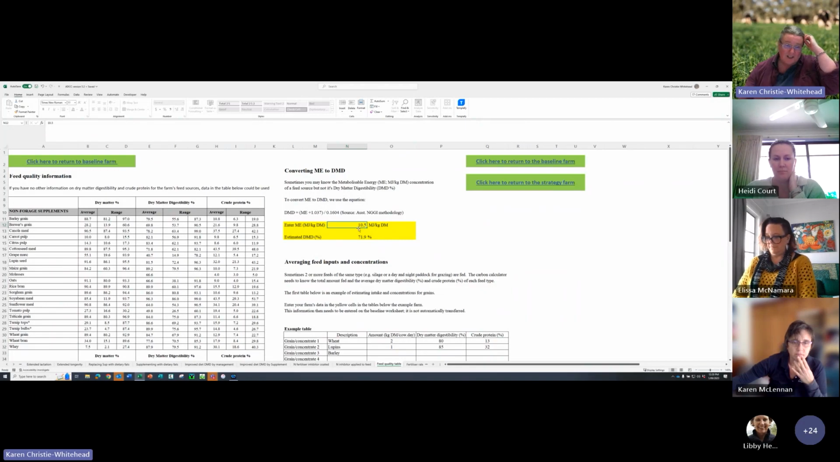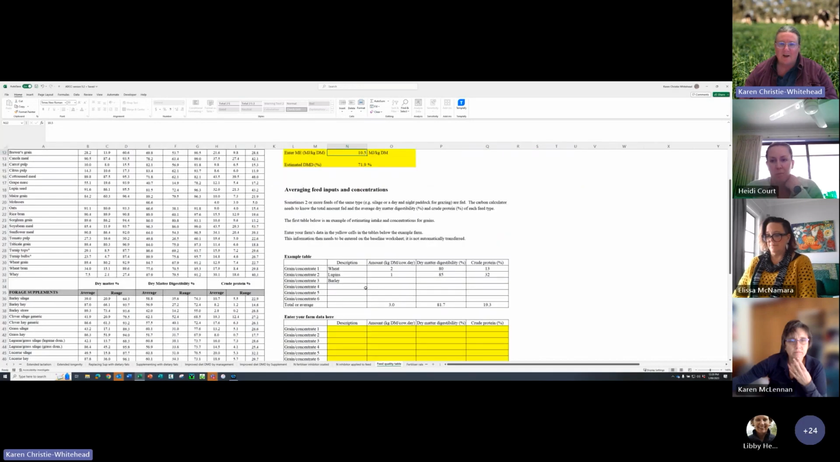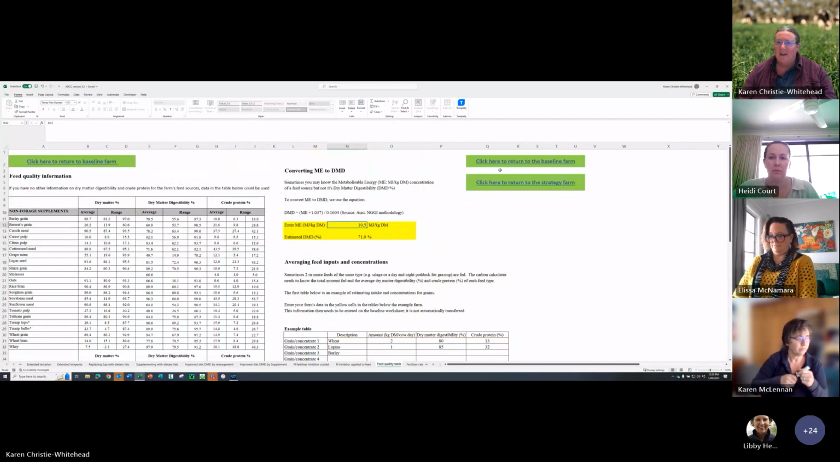I have had someone suggest, could we actually on the calculator at the front, on the baseline sheet, have it as an ME as opposed to DMD? It's something to consider moving forwards. But yeah. Or you might have 2 or 3 grains, and we've only got one cell for concentrate and grain. So you might go, okay, I'm feeding some wheat, I'm feeding some lupins. What does that work out as a weighted average?